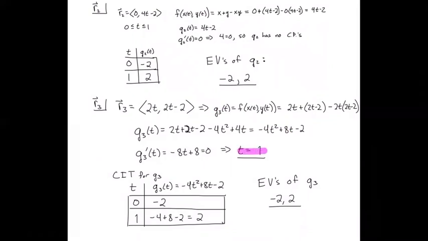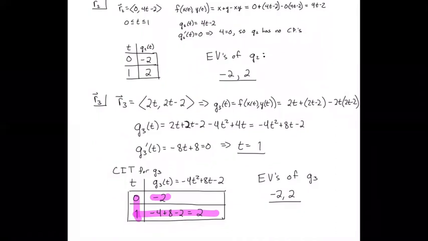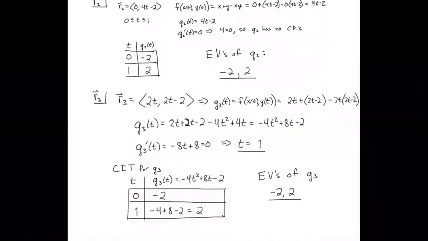Our critical point is t equals 1. That happens to coincide with also our endpoints of this line segment, for t equals 0 and t equals 1. So there's no need to add another 1 to the line because g3 of 1 will be the same either way. And we get a positive 2 from there. g3 of 0 for the other endpoint of the line segment is negative 2. And we list the extreme values of g3 off to the right as well. And we've got negative 2, comma 2 again.